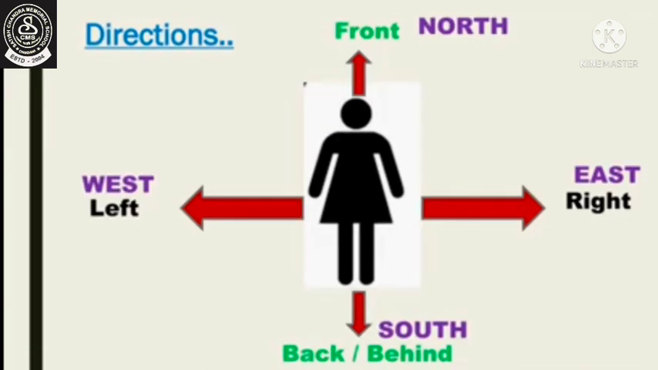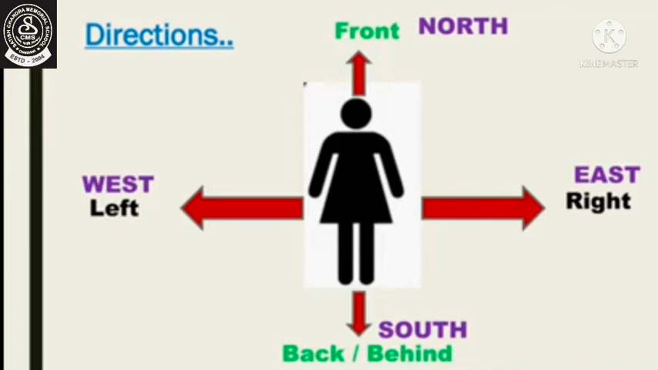Let's see more about it. The right side of yours is also known as east direction, and towards your left, that is opposite of right, is west direction. And on the top we have north, and behind or back is our south. So children, again see the diagram properly. Towards your right side is the east direction. Towards your left is west direction.